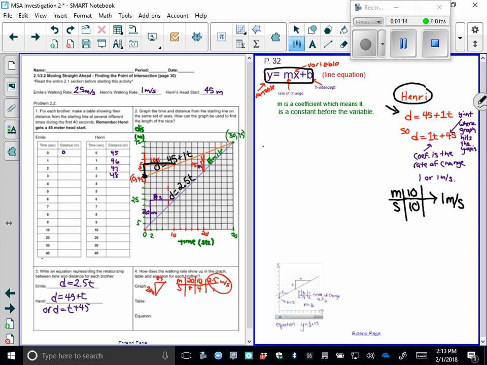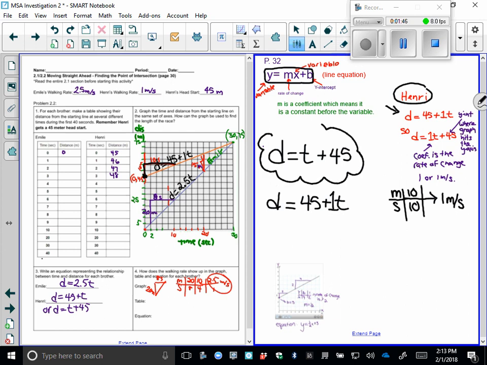Okay. So in algebra, instead of calling that a rate of change, sometimes they just assign that the letter m. They call it m. And so if you look at Henry's equation right here, where we had d equals t plus 45, or maybe you had d equals 45 plus t. You might have even had a 1t. From now on, you're going to see it written with the y-intercept second. It's just what is standard.